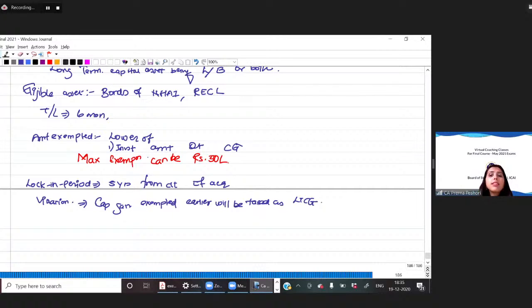Ambika, your answer is correct, but the reasoning is not correct. Whether 54EC will apply on the sale of building, which is a depreciable asset but used for more than 24 months. What is your answer?